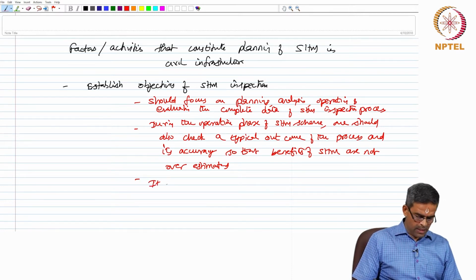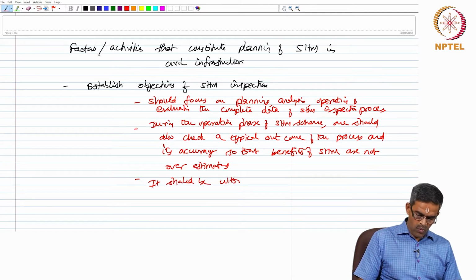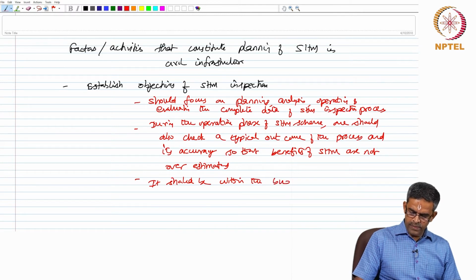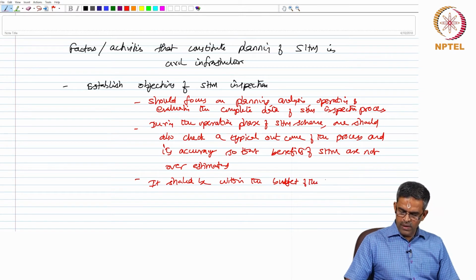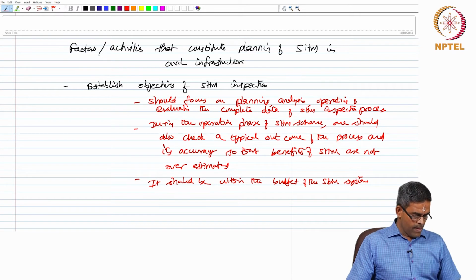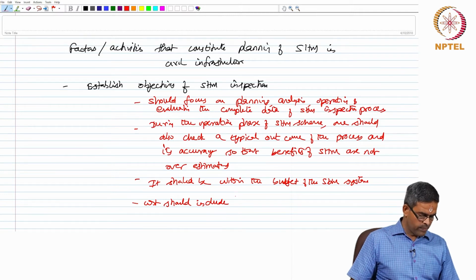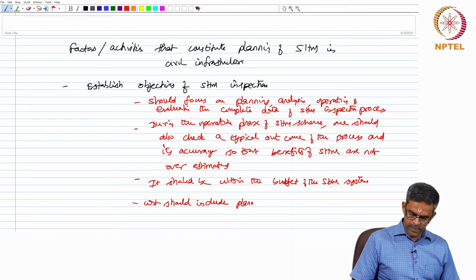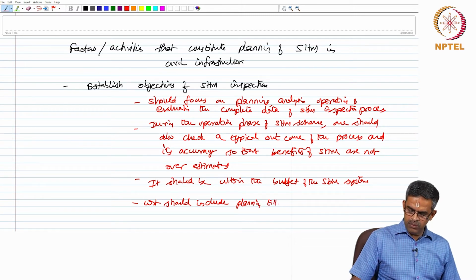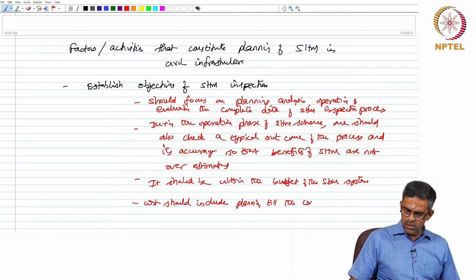Further, objectives should be within the budget of the SHM system. Cost should include planning up to the control stage.